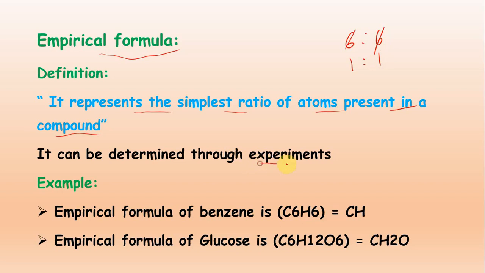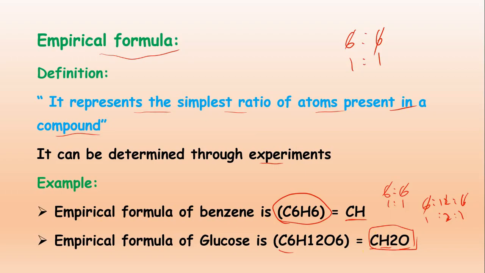It can be determined through experiments. Suppose, for example, the empirical formula of benzene: the actual formula is C6H6, and the empirical formula will be CH. Why? Because, as we have just discussed, take the simplest ratio, 6 by 6, 6 by 6, so 1 and 1, meaning C and H. The empirical formula of glucose: C6H12O6, 6 by 6, 6 by 12 gives 2, and 6 by 6. So 1, 2, 1 will be the simplest ratio, so C1 H2 and O1. So this is the empirical formula of glucose.